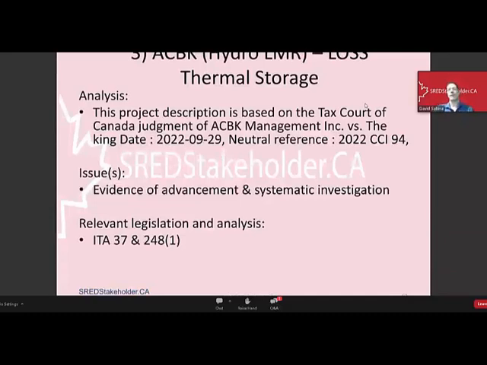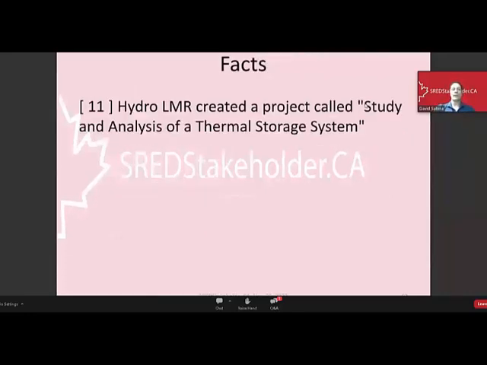Okay. Moving right along, the next case we'll talk about was translated from French. So we'll talk about how that creates some issues in the interpretation at the start, but it was dealing with a concept to do with thermal storage. So what we're told is that the company, sorry, there's a bit of a confusion here too, country called Hydro LMR created a project to analyze a thermal system.